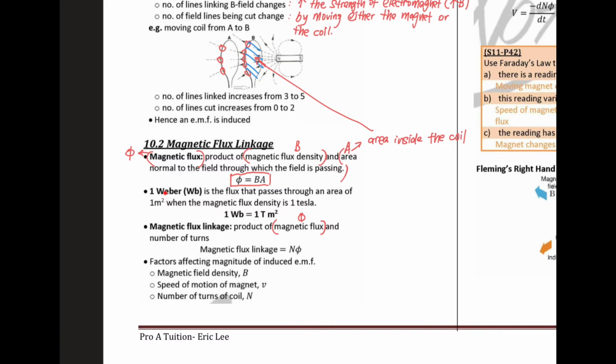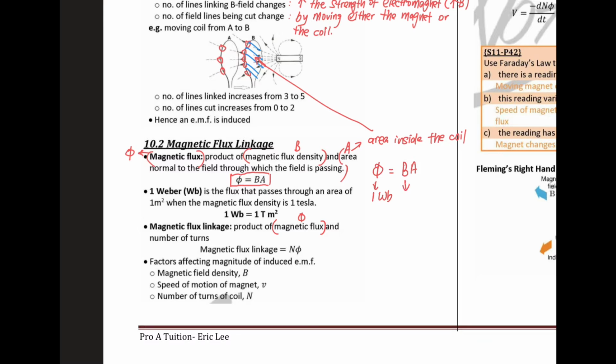Next one, Weber. Weber is the flux that passes through an area of 1 meter square when the magnetic flux density is 1 Tesla. So they are talking about this formula. As you can see, phi equal to BA. So phi 1 Weber. You see the unit is Weber.